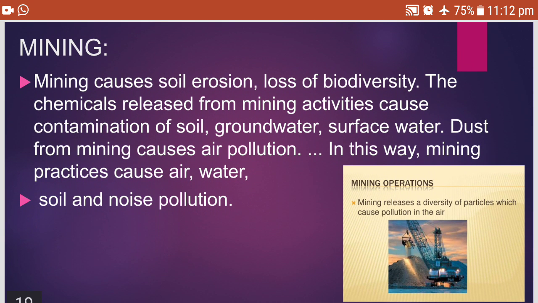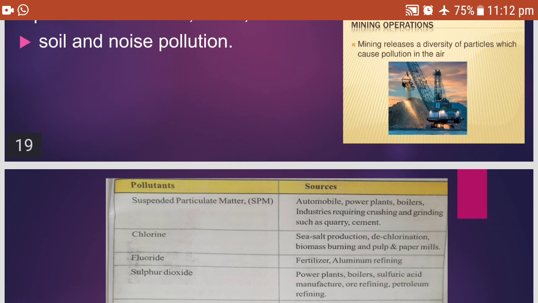The last one is mining. Mining causes soil erosion and loss of biodiversity. The chemicals released from mining activities cause contamination of soil, groundwater and surface water. Dust from mining causes air pollution. In this way, mining practices cause air, water, soil and noise pollution. Remember children, mining means to extract the metals.